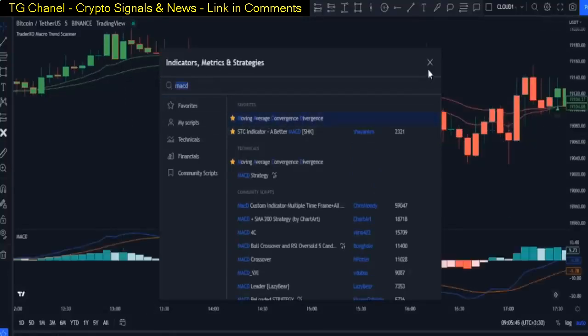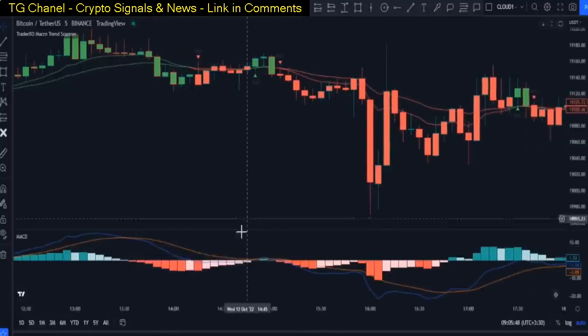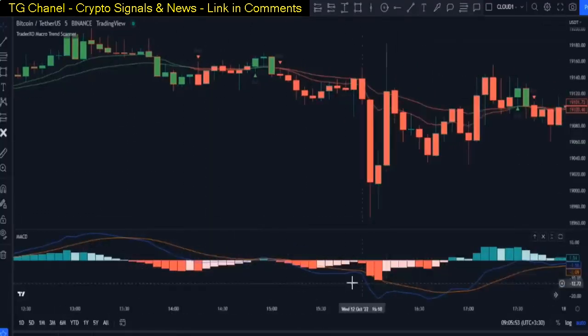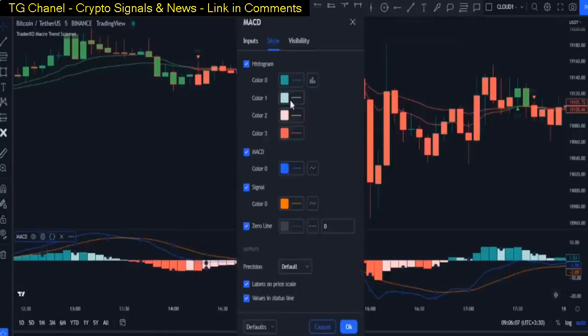Now, this is how the indicator looks, and it contains some histograms and a signal line and a MACD line. To make the most of this indicator, we must open the settings of this indicator and change some things up, so that the indicator can become more optimized and efficient for our strategy.